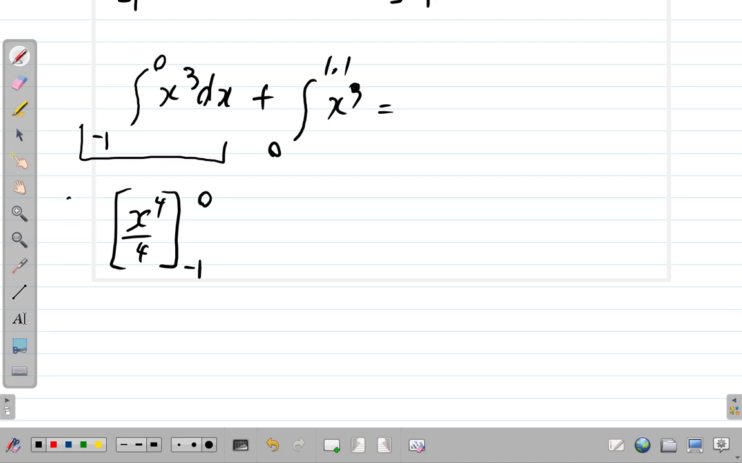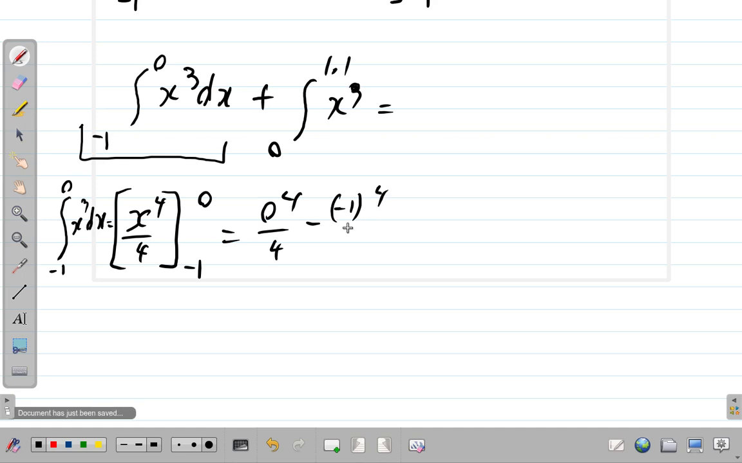The integral from -1 to 0 of x cubed dx is equal to 0 to the 4th over 4 minus -1 to the 4th over 4. This part will be 0 minus -1 to the 4th is 4 over 4, which is a quarter. So this part would be a quarter. It's negative a quarter, but if we're going to look later on at representing an area.